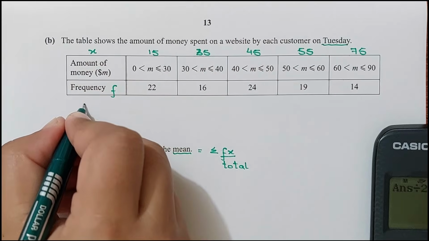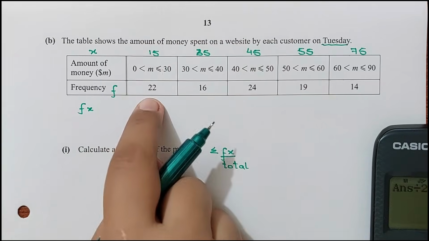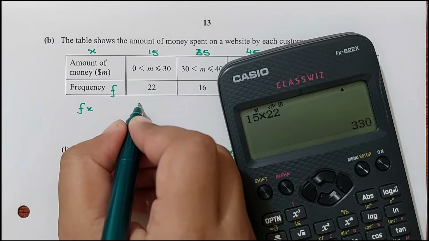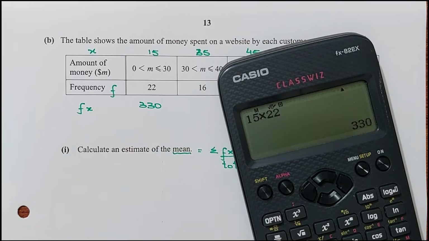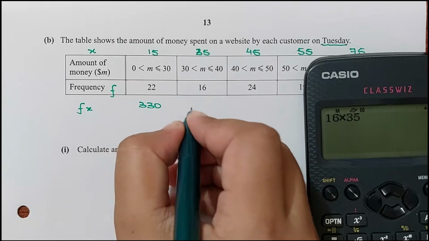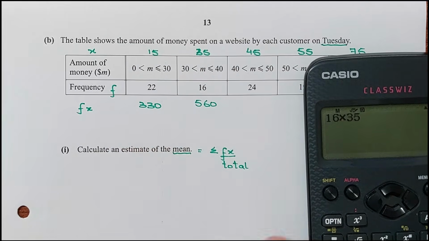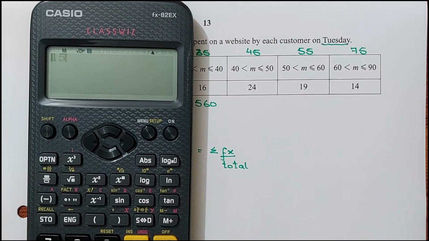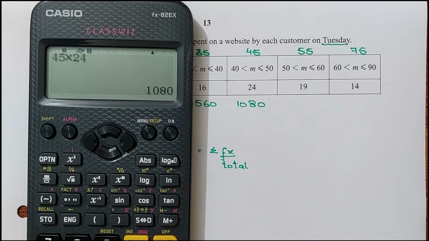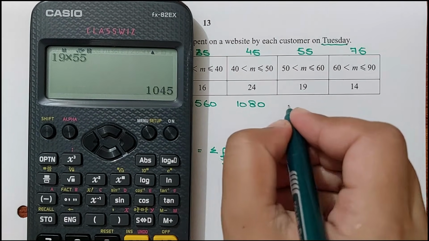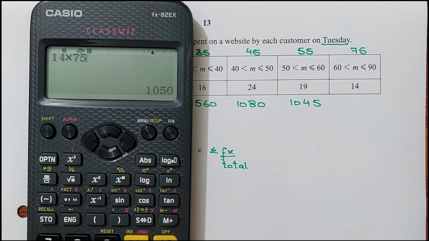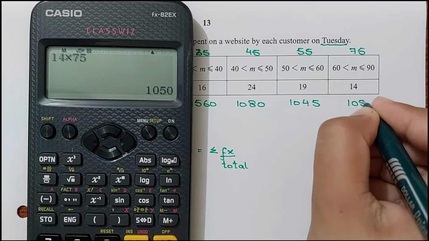Okay, let me do the product of fx. 15 and 22. 15 times 22 is 330. 16 times 35, 560. 24 times 45, 1080. 19 times 55 is 1045. 14 times 75 is 1050.